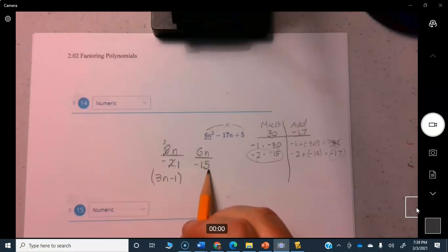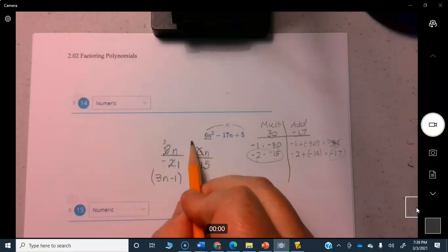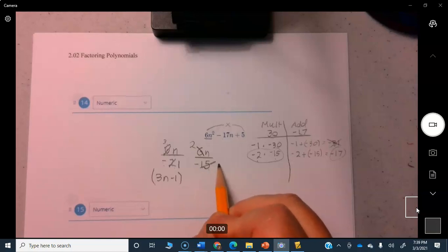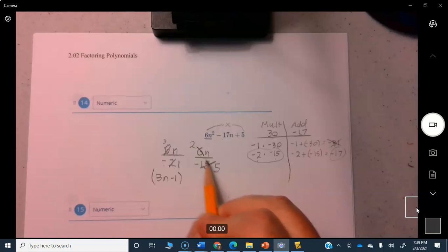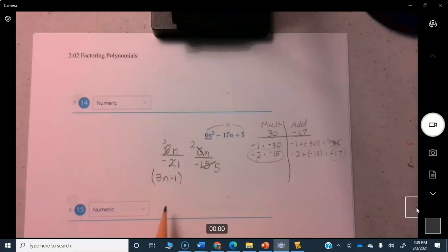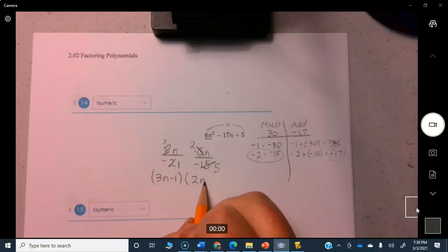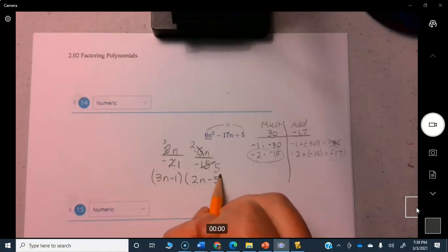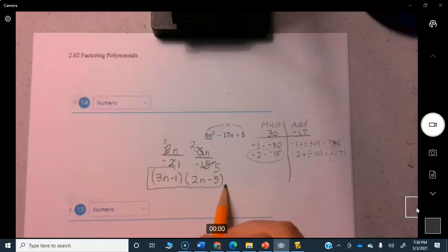Now, 3 goes into both 6 and 15. It goes into 6 twice, and it goes into 15 5 times. So I have 2n minus 5. Again, be sure you know how to read that. 2n minus 5. And that's the answer.